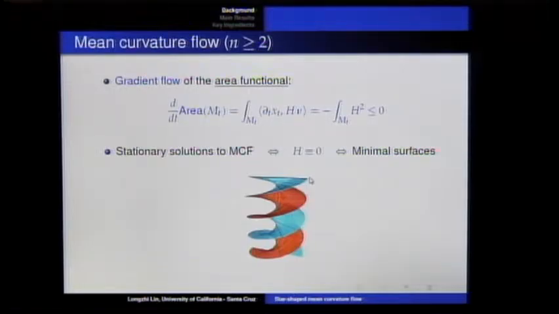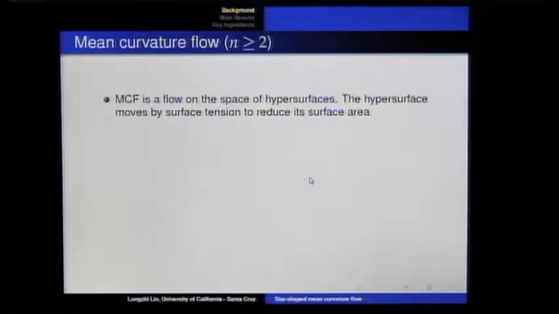Of course, the flow can be used to find minimal surfaces if you fix, say, a Dirichlet boundary, if the flow converges. But the bad thing is that almost every mean curvature flow develops singularities. So we have to know what kind of singularities occur and try to understand them.